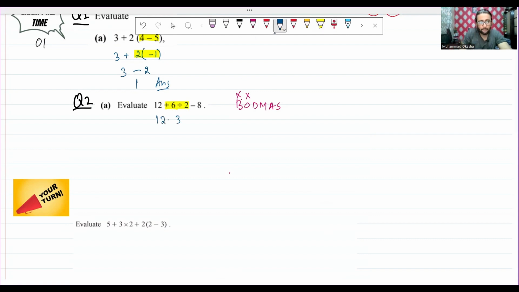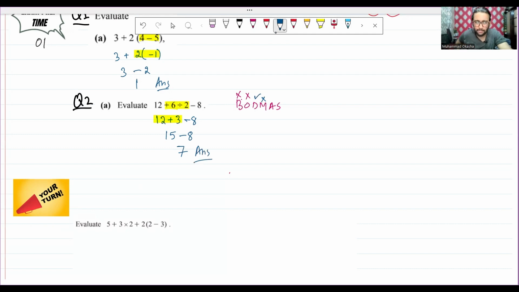12 plus 3, positive 3 actually, minus 8. So we did division. I don't see any multiplication, so I'll put a cross on it. Then there is addition. I hope you can see addition. 12 plus 3, I think, is 15, minus 8. That will be 7. So 7 is my answer for this question.